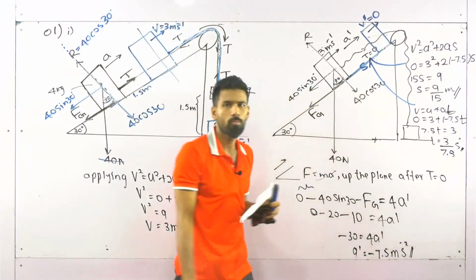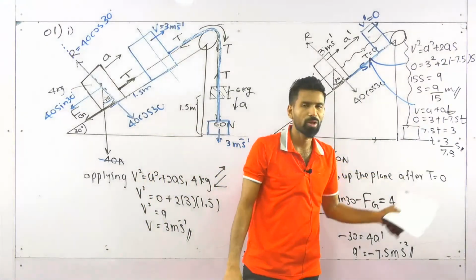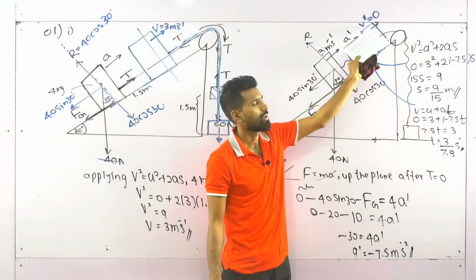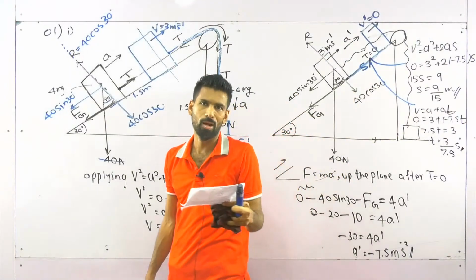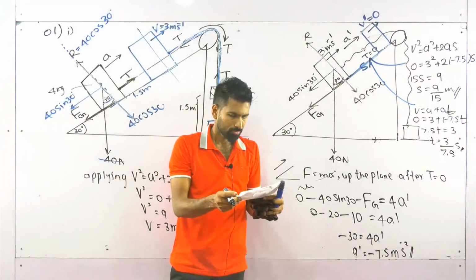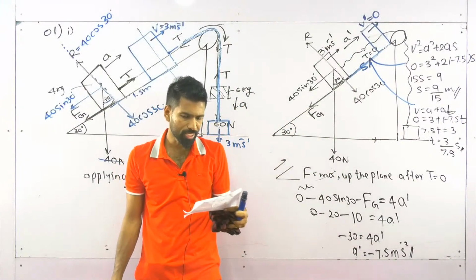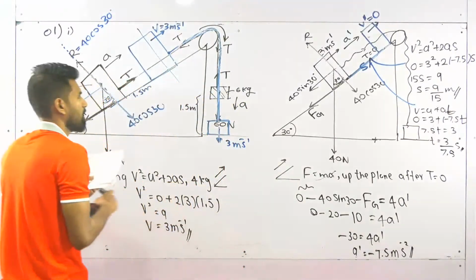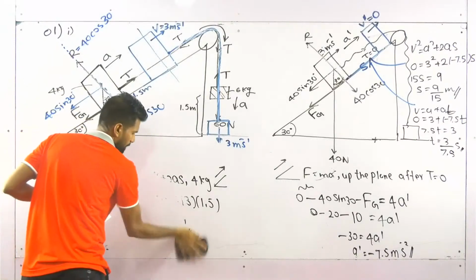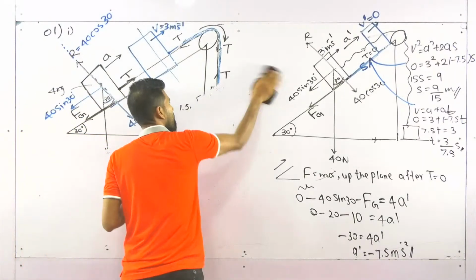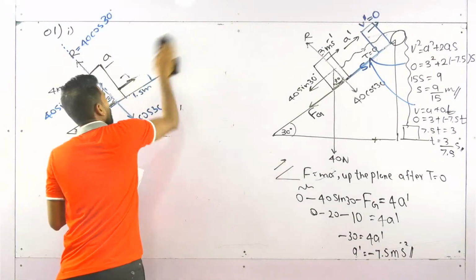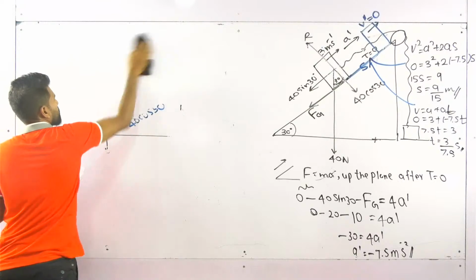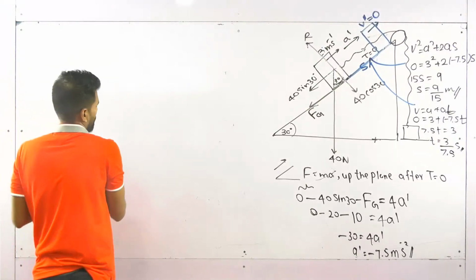The 4 kg block will move for another 3 over 7.5 seconds, passing 9 over 15 meters, and will come to instantaneous rest. After this, the 4 kg block moves downward with a constant acceleration of 2.5 meters per second squared. Okay. After this position, what will happen next?